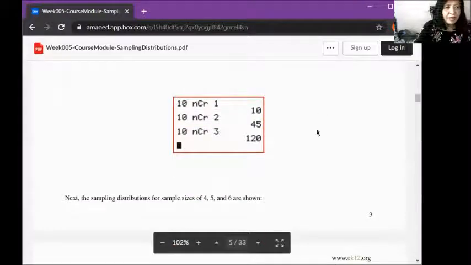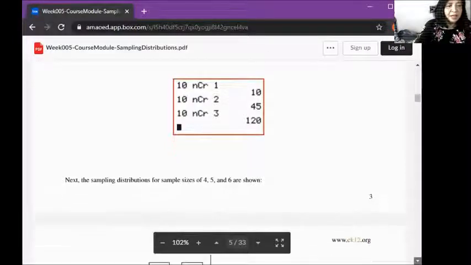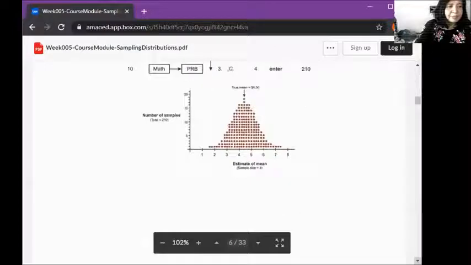So this would be the combination. 10 combination 1 is 10, 10 combination 2 is 45. So we'll use this formula here, nCr. 10 combination 3 is 120. Next, the sampling distributions for sample sizes of 4, 5, and 6 are shown. So for 4, 10 combination 4, you have 210.